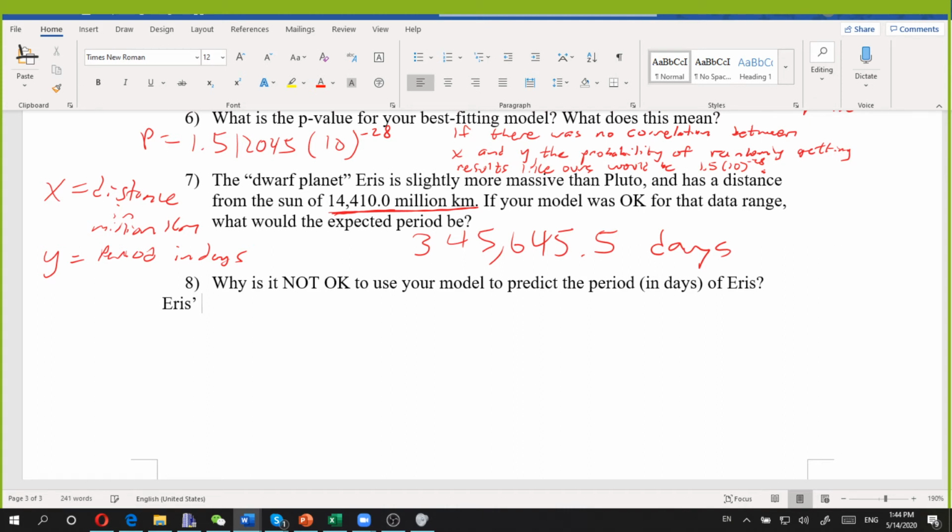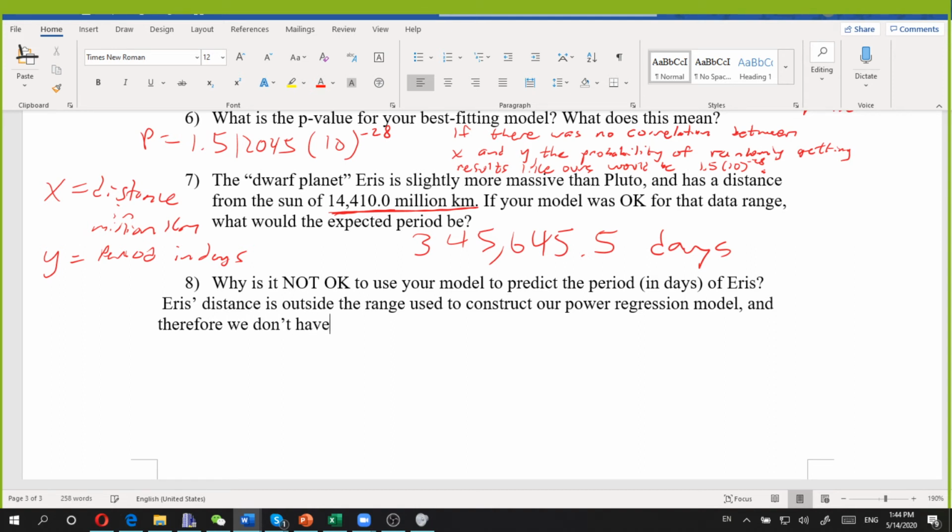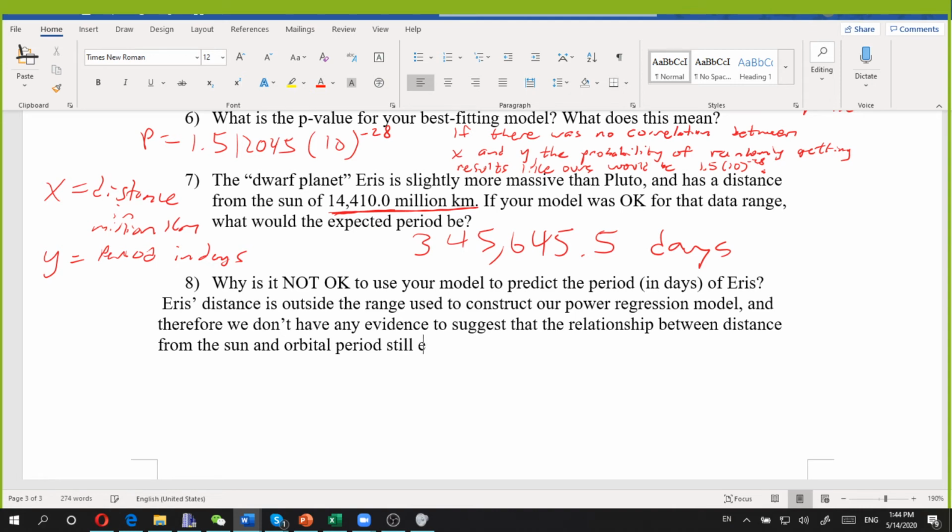So I could say Eris' distance is outside the range used to construct our power regression model. And therefore, we don't have any evidence to suggest that the relationship between distance from the sun and orbital period still exists.